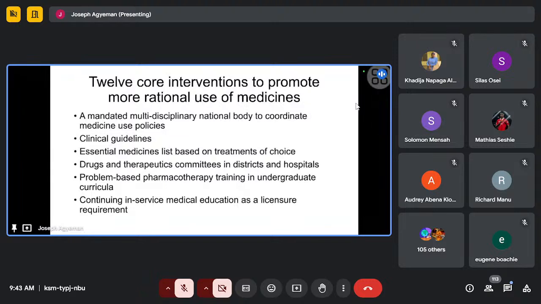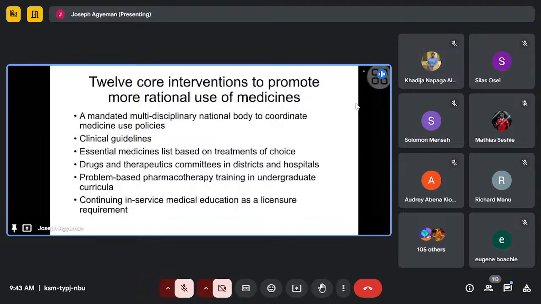We also need clinical guidelines. We cited that when doctors prescribe and don't follow clinical guidelines, it is possible that they can cause irrational drug use from the point of prescribing. So we need clinical guidelines. We need to develop clinical guidelines. In Ghana, ours is the STG. Very old, but at least we have something.